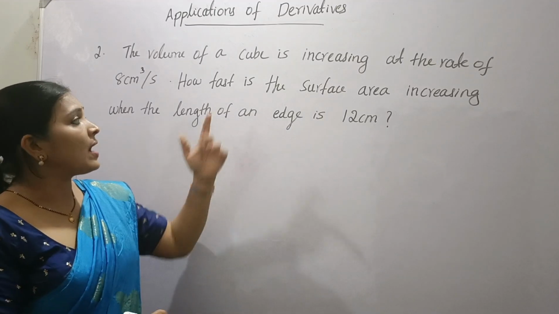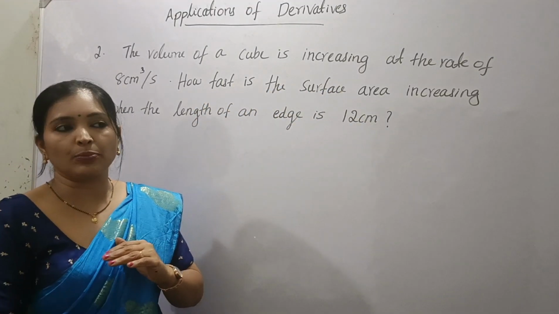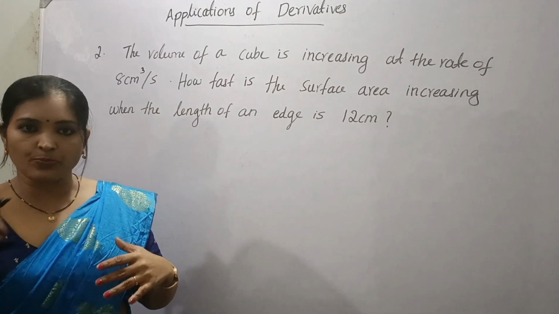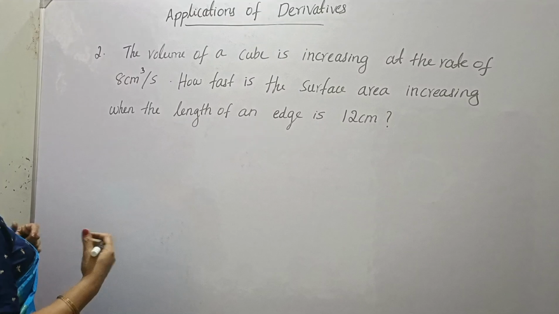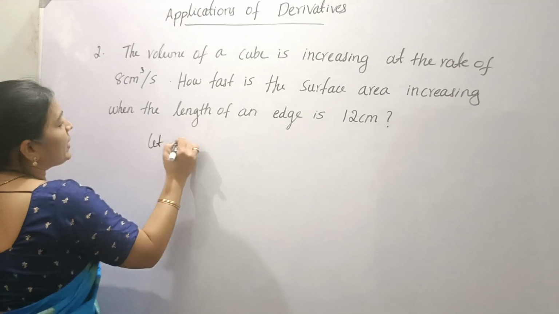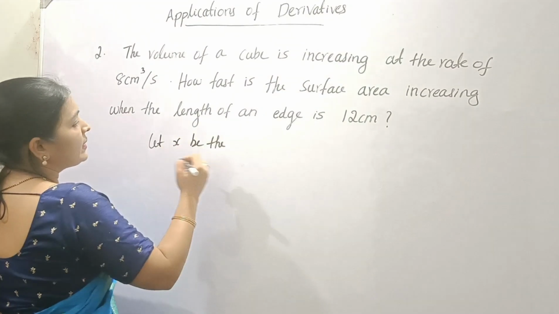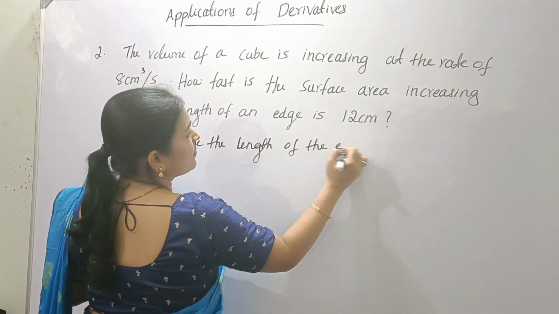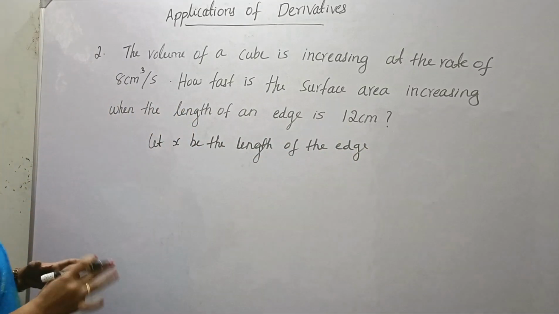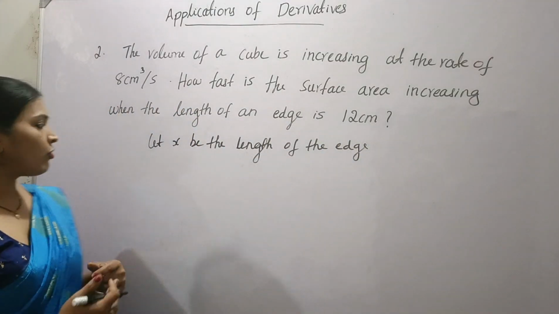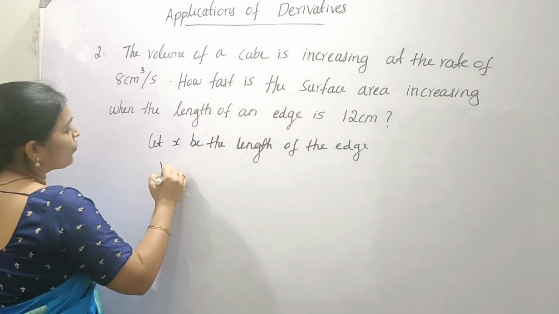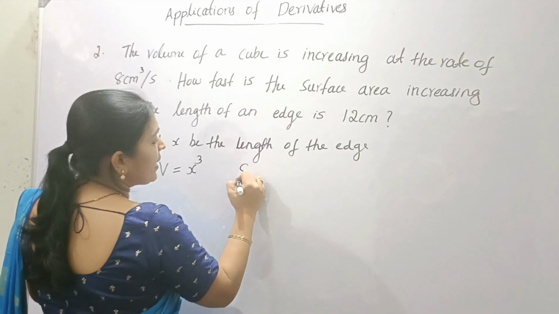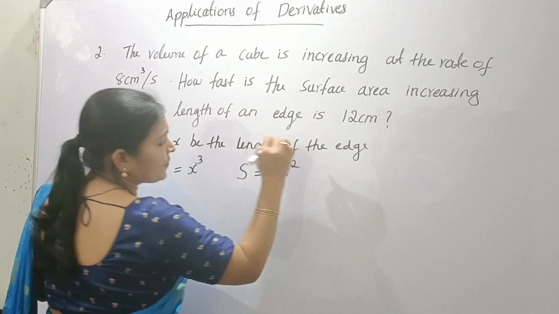See, how fast the surface area is increasing means the rate of change of surface area with respect to time. Okay, how fast means with respect to time. So here, first of all, let x be the length of the edge of a cube. Next, what is the volume of a cube formula? Let V be the volume, so volume V is equal to x cube, right? And surface area S is equal to 6x square. That is the formula.